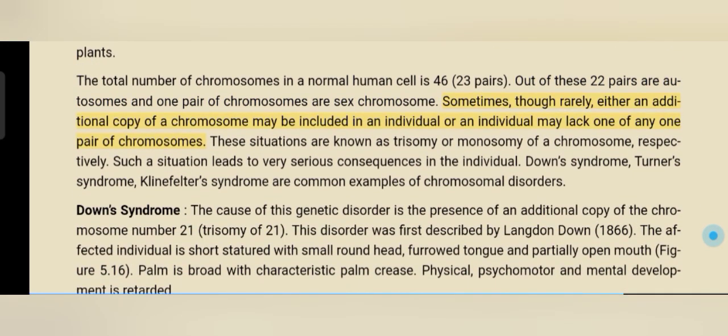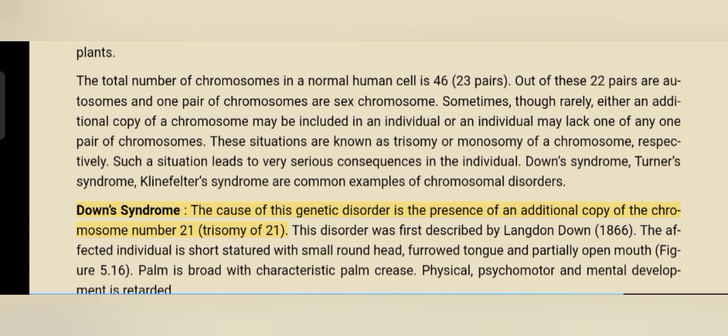Sometimes, though rarely, either an additional copy of a chromosome may be included in an individual, or an individual may lack one of any one pair of chromosomes. These situations are known as trisomy or monosomy of a chromosome, respectively. Such a situation leads to very serious consequences in the individual. Down syndrome, Turner syndrome, Klinefelter syndrome are common examples of chromosomal disorders.